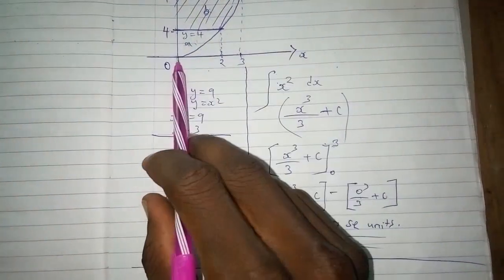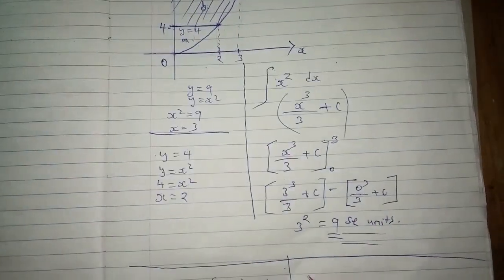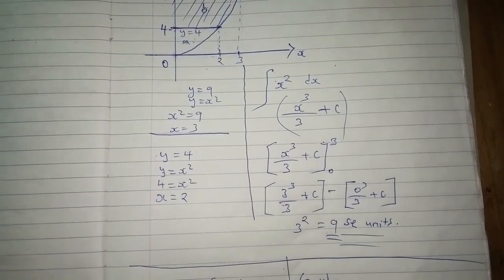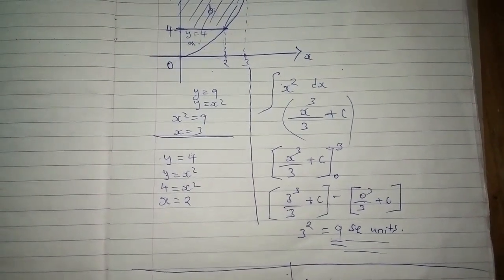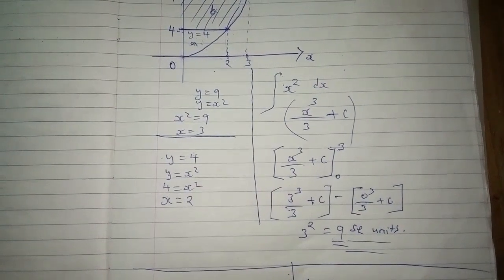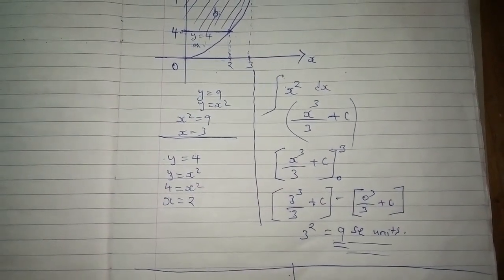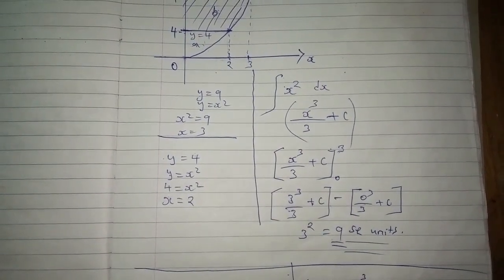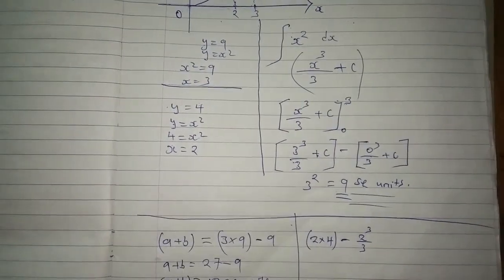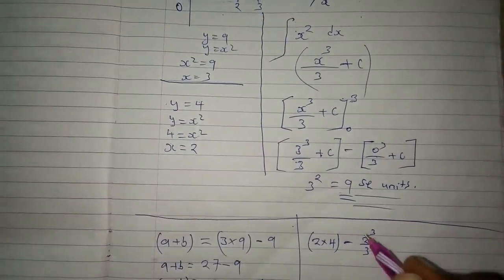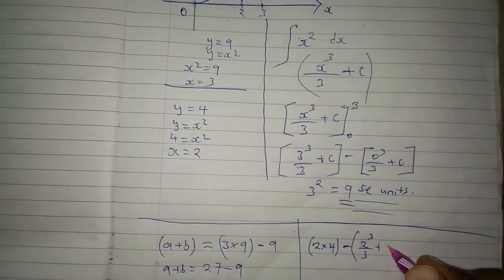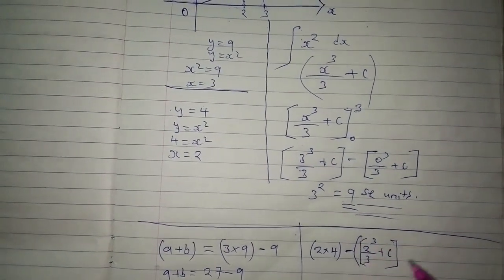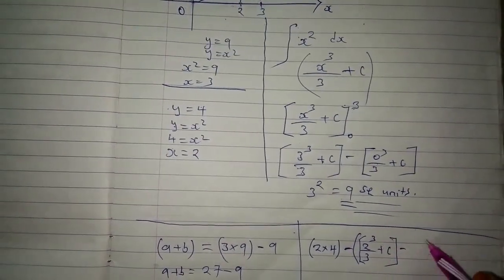So length times width is 2 times 4, minus x cubed over 3. But what's the value of x? We start with the 2. So that's 2 cubed divided by 3 plus c, and then minus 0 cubed.